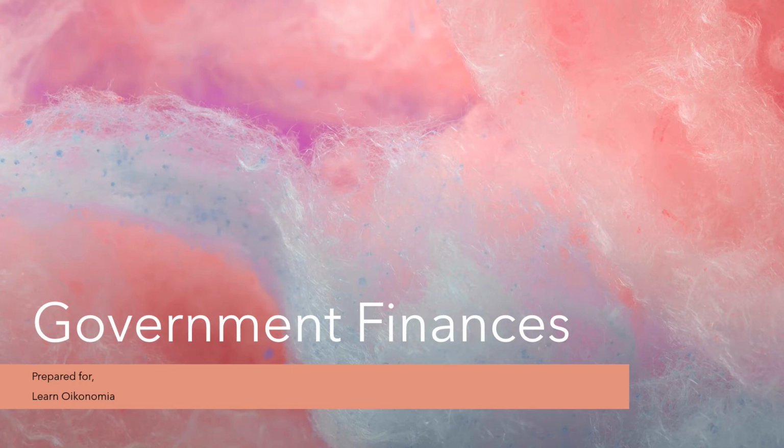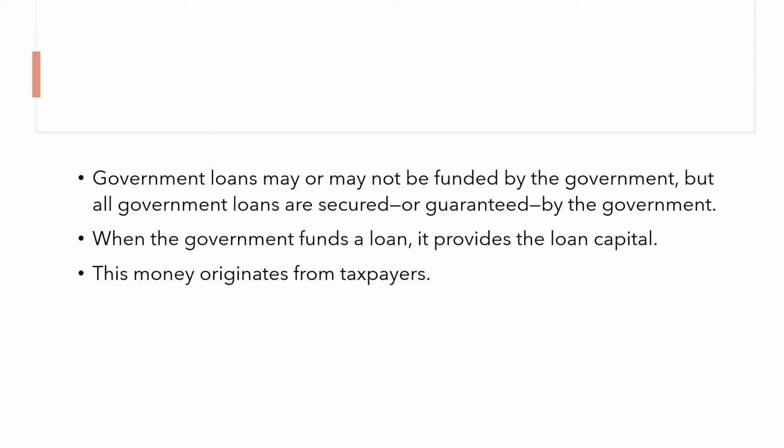In this video, we are going to look at government finance. Government loans may or may not be funded by the government, but all government loans are secure because this is guaranteed by the government. When the government funds a loan, it means that it provides the loan capital, and this money originates from taxpayers. We as citizens pay to the government in the form of taxes.